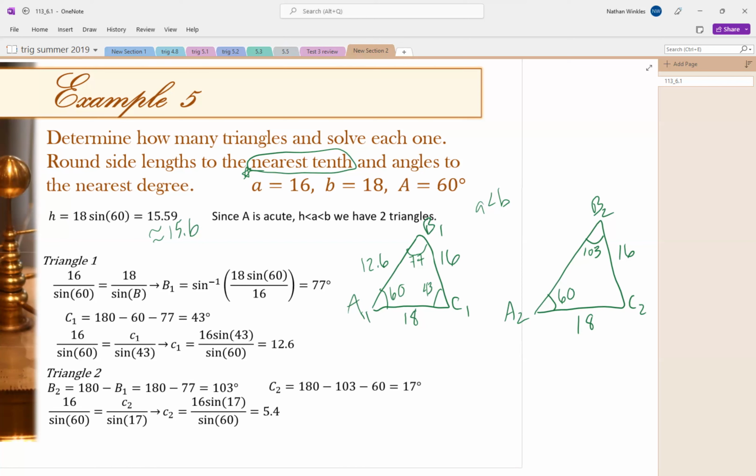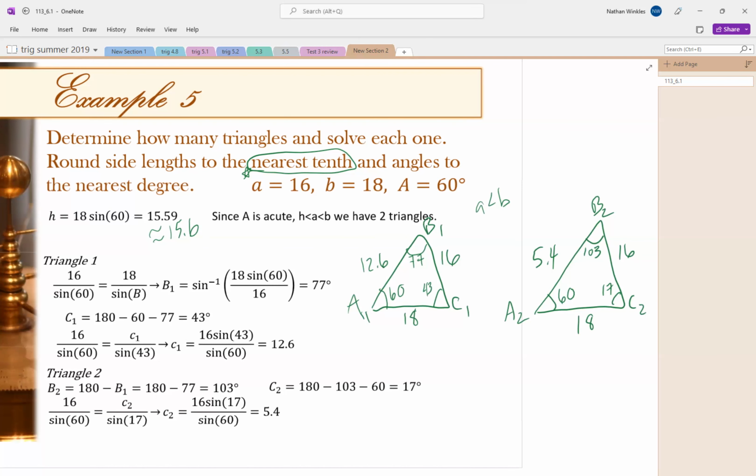So C2 is 180 minus 103 minus 60. That gives me C2 at 17 degrees. So once we find our first triangle, the second triangle pops right out from that given information. We only have one law of sines to do for this one. So 16 over sine 60 equals C2 over sine 17. So C2 is equal to 16 sine 17 over sine 60, which gives me this side to be about 5.4.